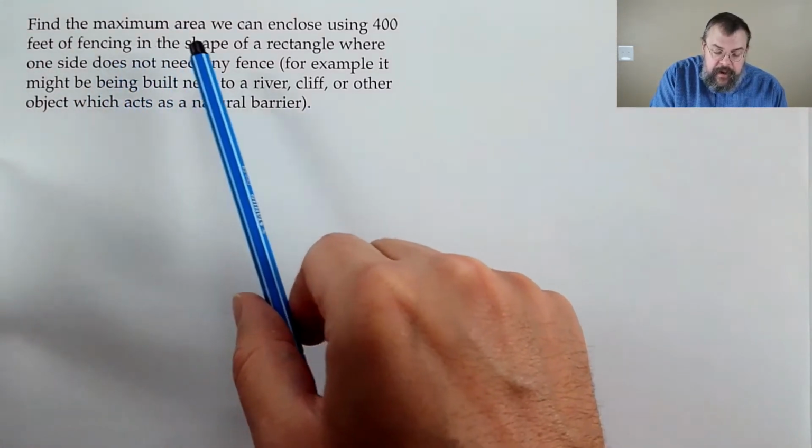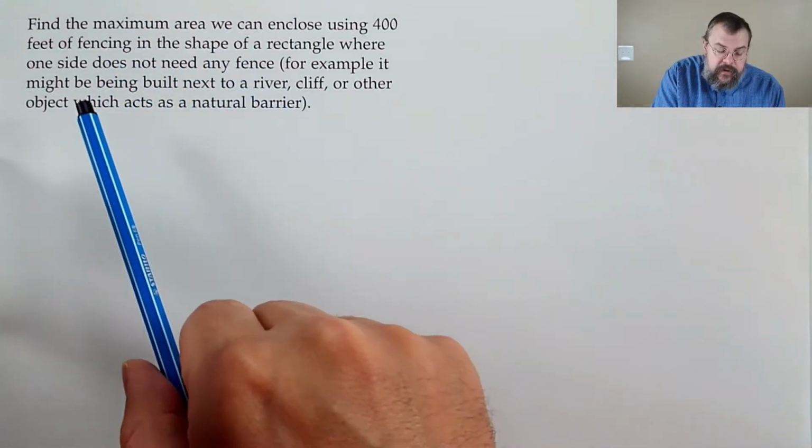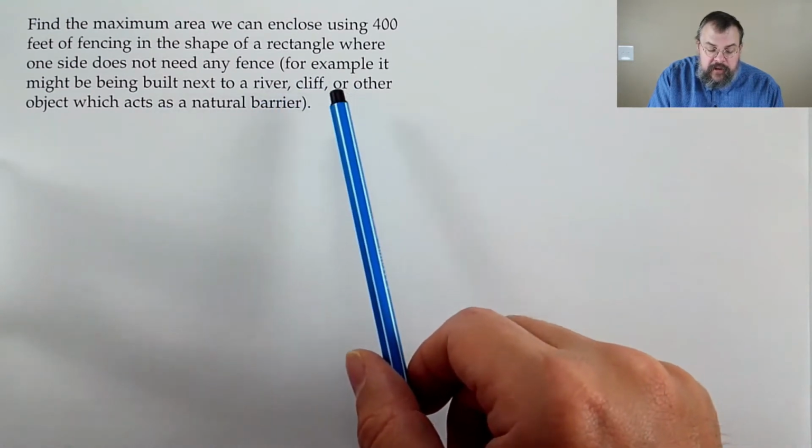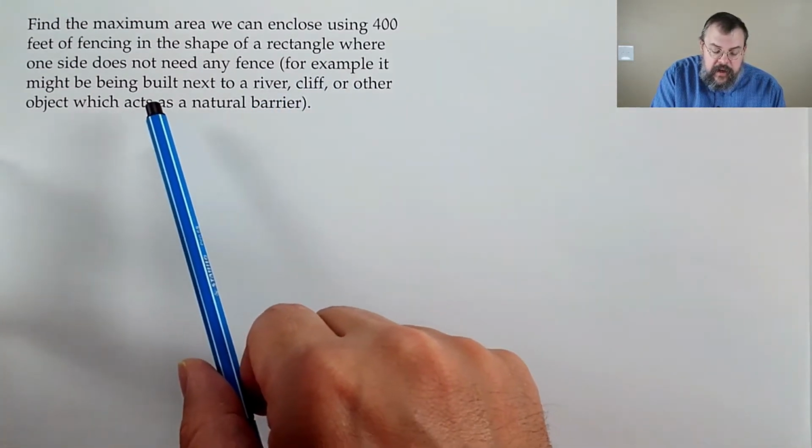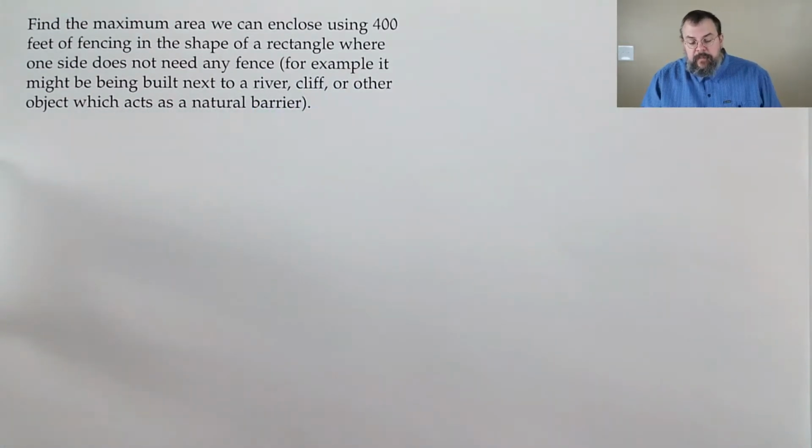Find the maximum area we can enclose using 400 feet of fencing in the shape of a rectangle where one side does not need any fence. For example, it might be built next to a river or a cliff or other object which can act as a natural barrier.